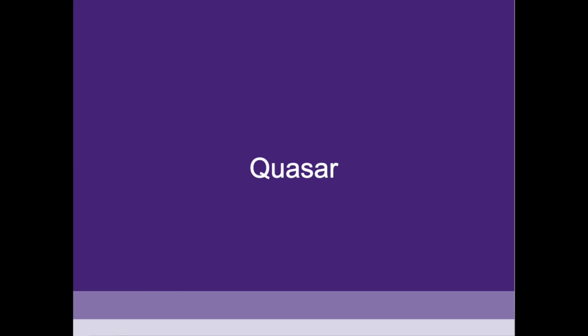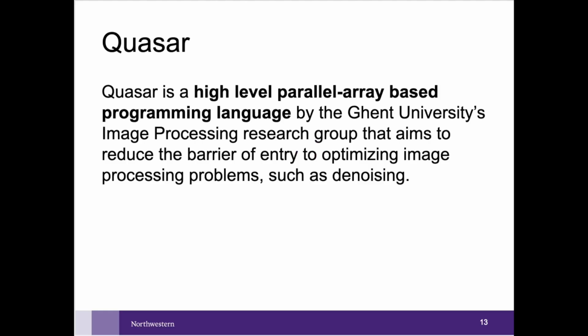That brings me to the topic of the paper that I read for this, which is Quasar, a high-level parallel array-based programming language by the Ghent University image processing research group, which is in Europe. It aims to reduce the barrier to entry to optimizing image processing problems, such as denoising in this case.